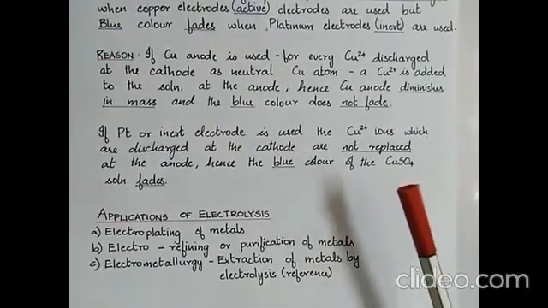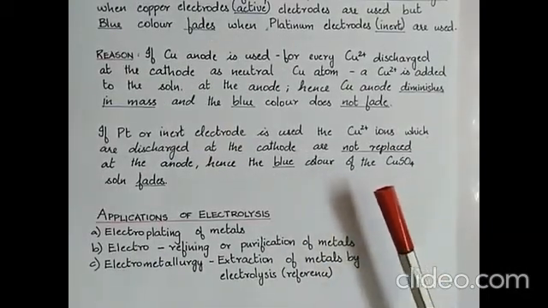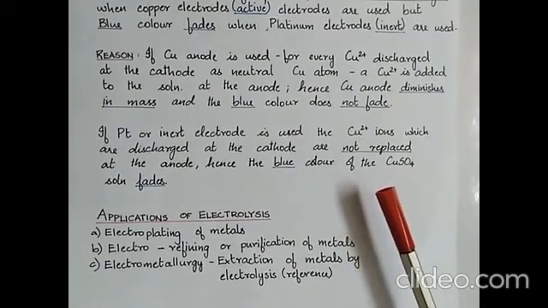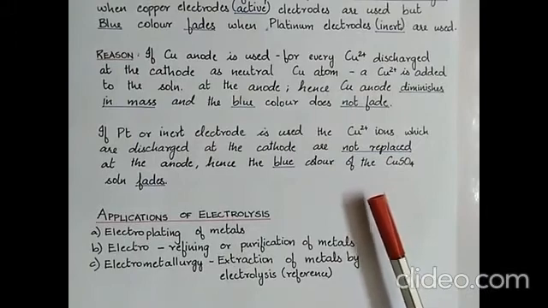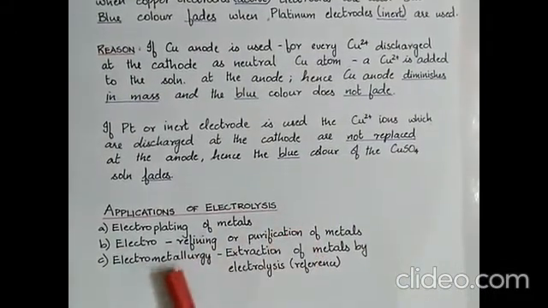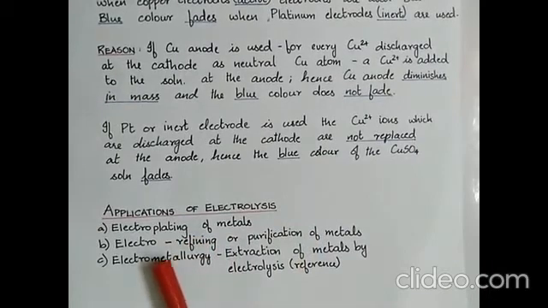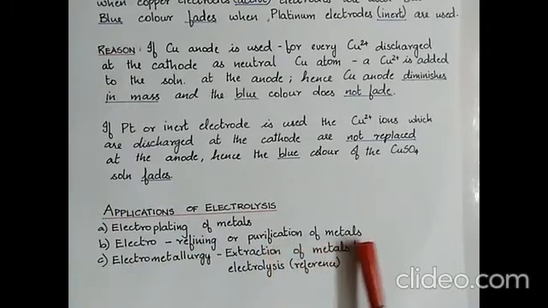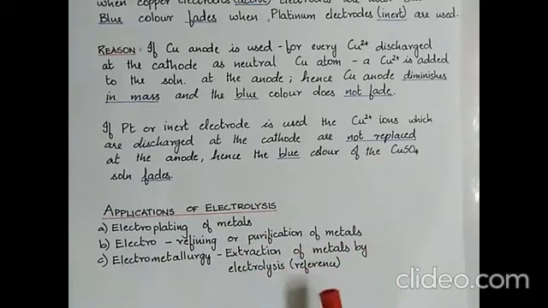Now we have studied about electrolysis of acidified water, electrolysis of copper sulfate, electrolysis of molten lead bromide. Now what is the use of electrolysis? That is applications of electrolysis. Electrolysis main applications are electroplating of metals, electro-refining or purification of metals, electrometallurgy, that is extraction of metal by electrolysis. This is only given as a reference in this chapter, but electrometallurgy we will be studying in detail in the metallurgy lesson.